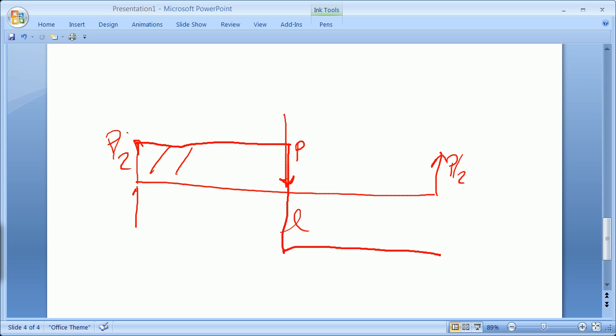Of course, that means that if this is P over 2 times L over 2, the maximum moment is PL over 4. That, of course, is another great one to use in addition to what we remember, WL squared over 8 for the maximum moment of uniformly distributed load.